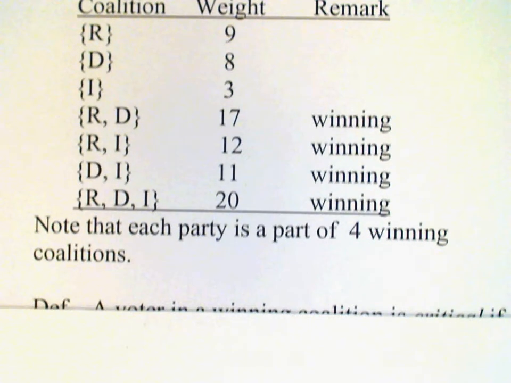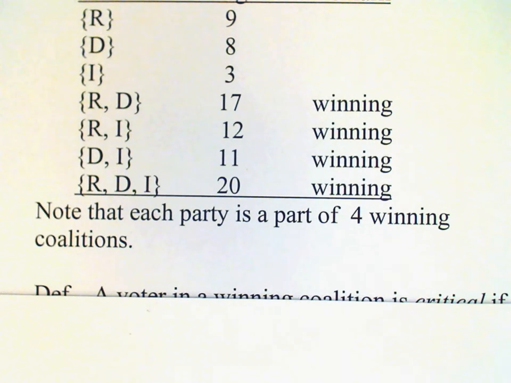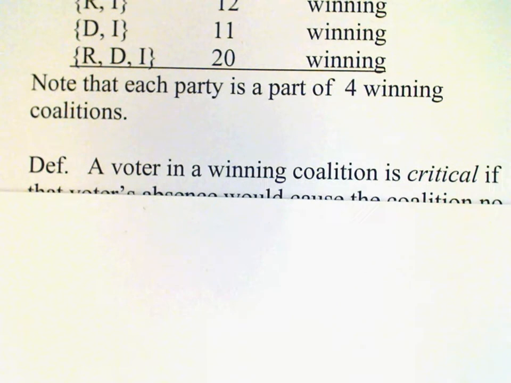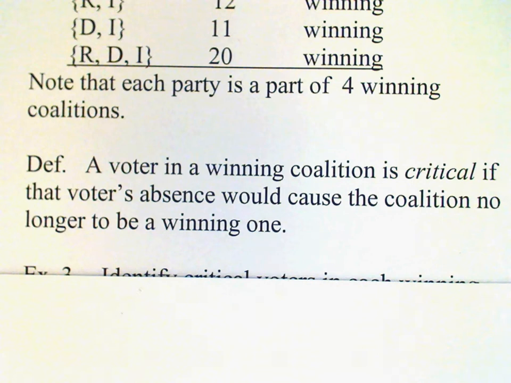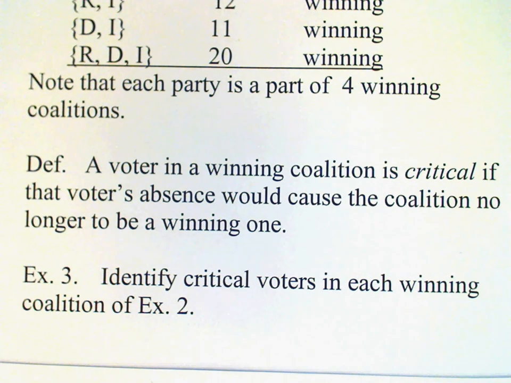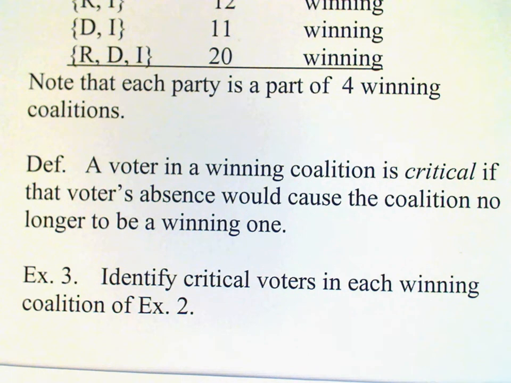Okay, one more definition. We will say that a voter in a winning coalition is critical if, when that voter is removed, the coalition is no longer a winning coalition. So for example, we would like to identify critical voters in each of the winning coalitions in the previous example.